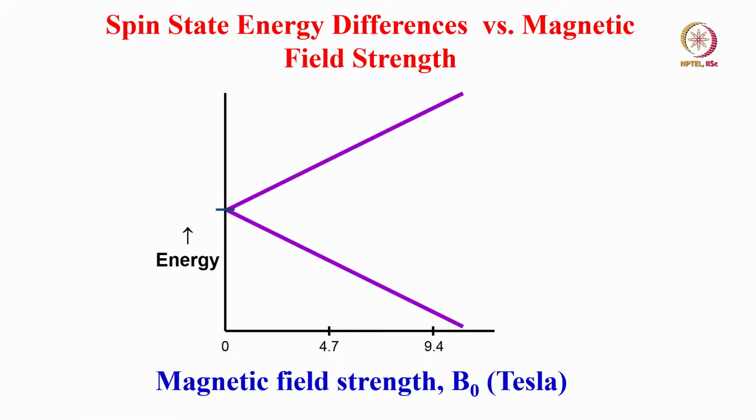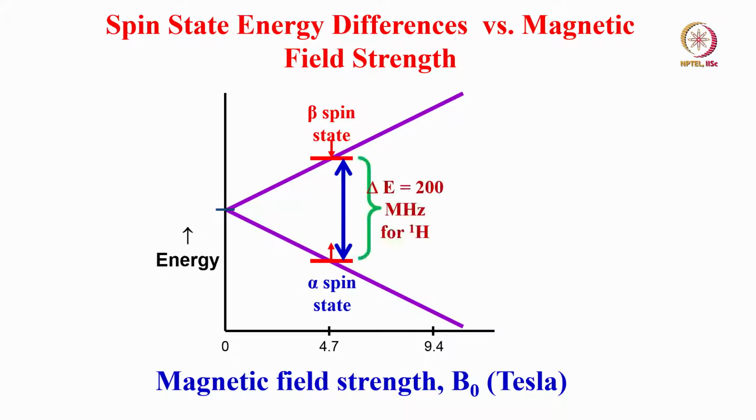How does it affect the energy states, the difference in energy? For example, for a given magnetic field B naught, let us say 200 megahertz corresponds to 4.7 Tesla, and alpha and beta are separated like this, and I can calculate the energy. This turns out to be 200 megahertz.